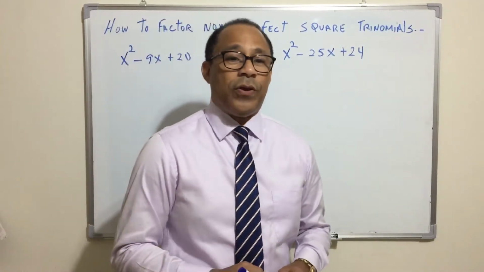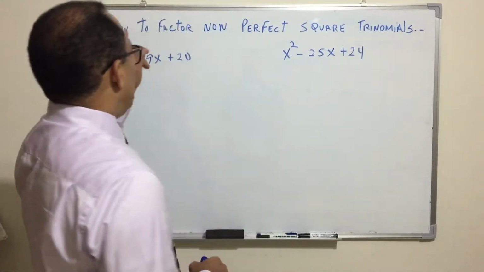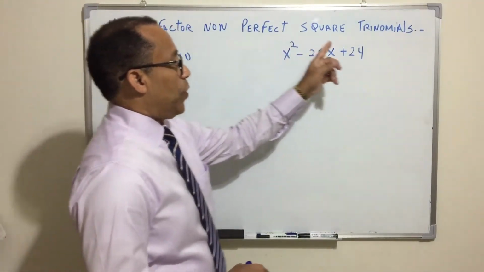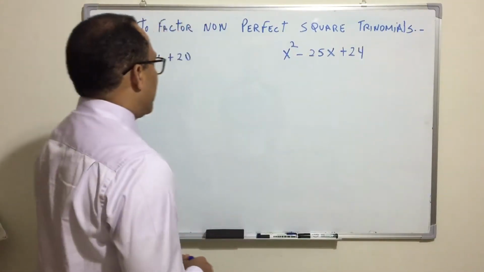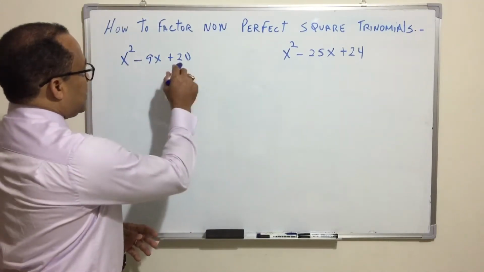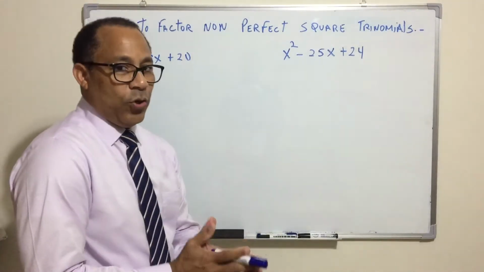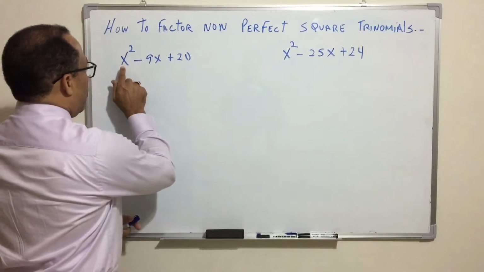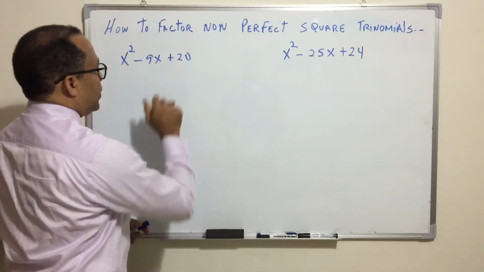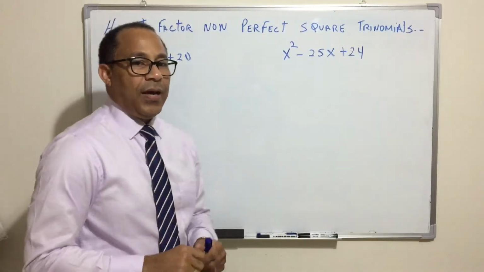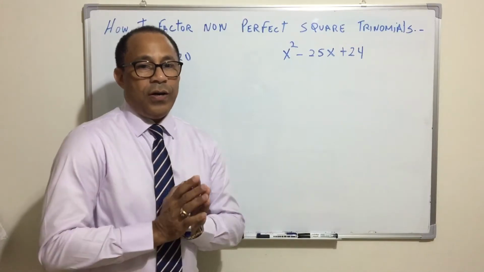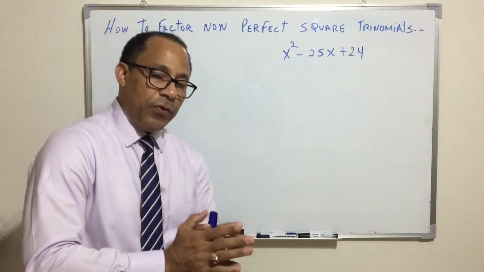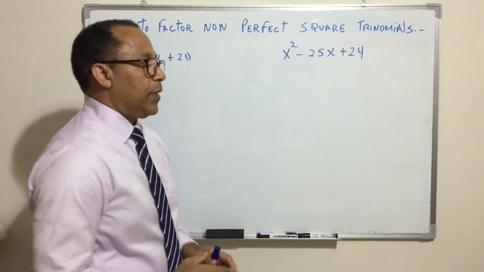This time we are learning how to factor non-perfect square trinomials. This is obviously a trinomial because it has three terms. How do we factor a non-perfect square trinomial?